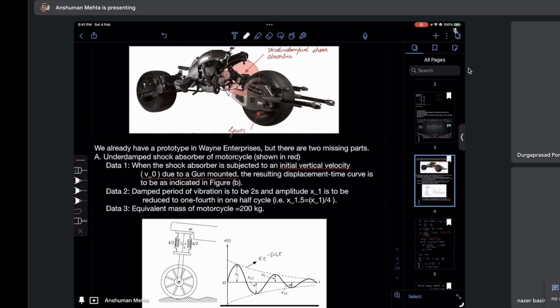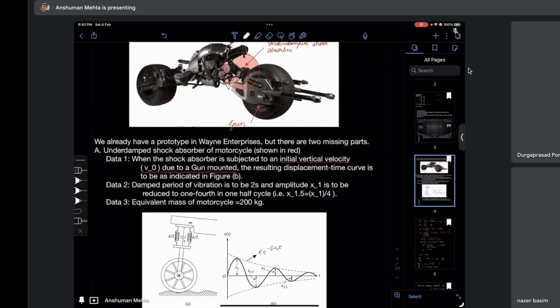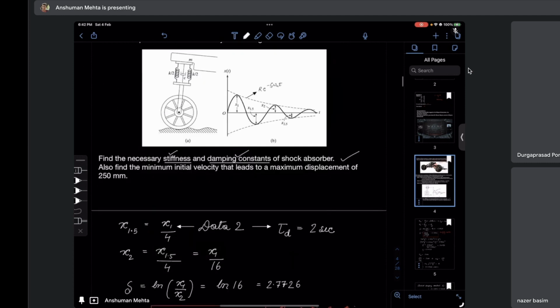Nazir Basim has joined. I had asked some question, but I don't recollect what I asked then. Maybe I was explaining about recoil. Every gun or any ballistic thing which projects things will have a recoil velocity, and that recoil velocity is again a disturbing force.